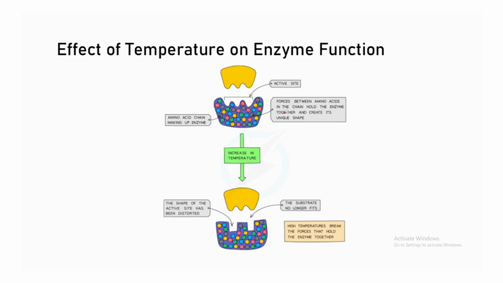For example, this is an enzyme and this is the active site of the enzyme. The amino acid chain making up the enzyme, meaning this is the chain, meaning proteins. Forces between amino acids in the chain hold the enzyme together and create its unique shape. If we increase the temperature, see its active site has changed and the enzymes are denatured. Now the substrate no longer fits in it, so the reaction will not happen.